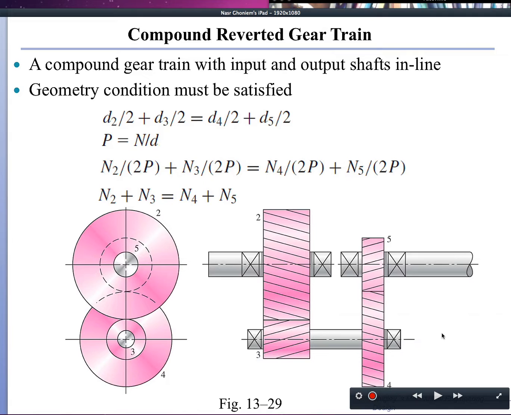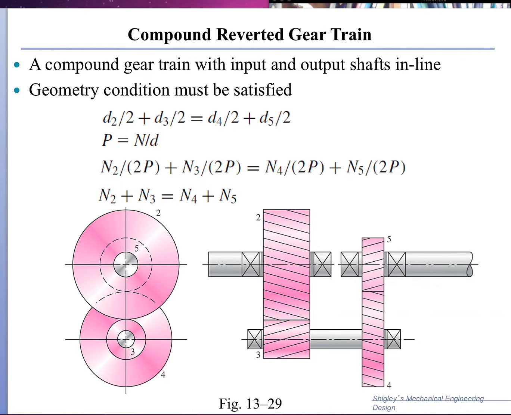Otherwise, the two axes are not going to be aligned, or the input and output is not going to be aligned. Which means that if the diameters are equal, like the sum of these two equals the sum of these two, and the diameter is proportional to the number of teeth because the pitch is constant, then we can replace diameter relationships with number of teeth relationships. So we have one equation and 4 unknowns. N2, N3, N4, and N5 are unknown, and we want to determine those for a given application.